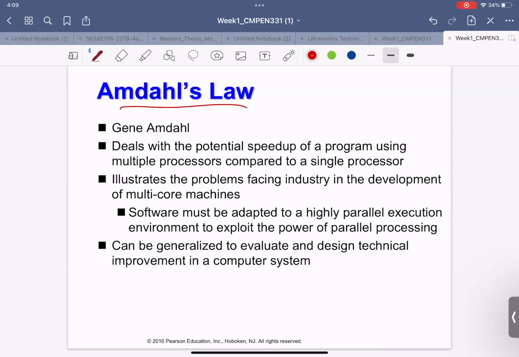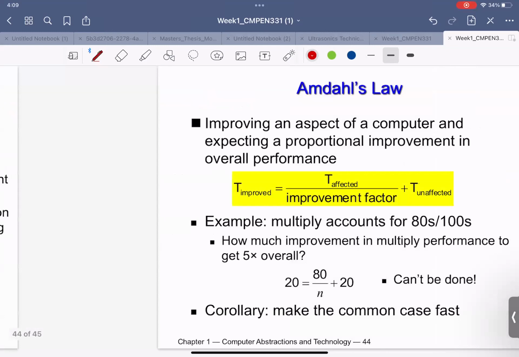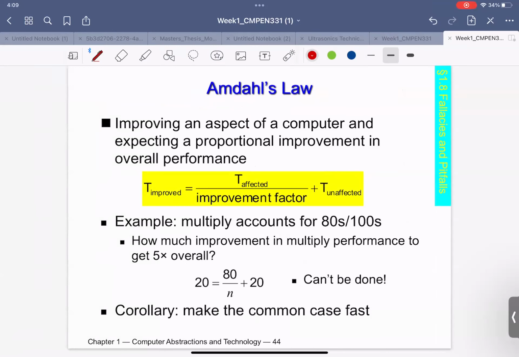So if you have certain particular things to do, or if you make certain particular enhancements with these particular CPUs, will this be possible or not? Let's take a little bit more detail about Amdahl's law. It concerns improving an aspect of a computer and expecting a proportional improvement in the overall performance. So here the time after improvement is equal to the time affected divided by my improvement factor, plus T unaffected. So at the very end, my improved time will be the time that I didn't touch, not affected by any enhancements, plus the time after the enhancement.